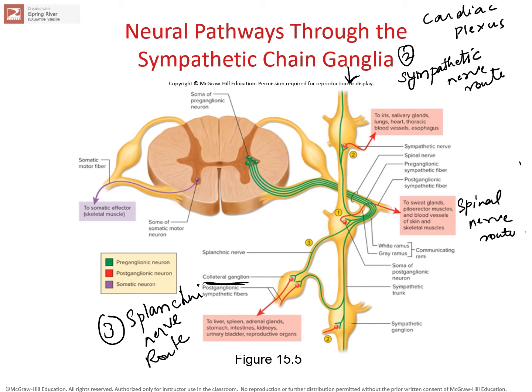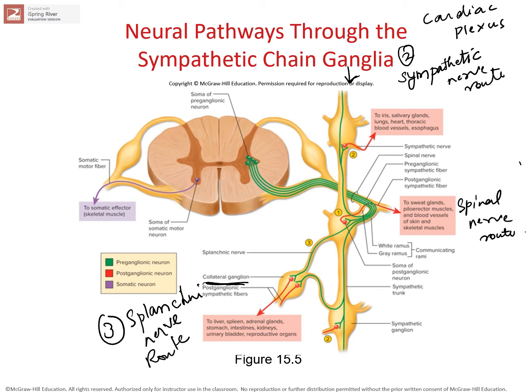Okay, so the splanchnic nerve root is responsible for innervating the liver, the spleen, the adrenal glands, the stomach and intestine, the kidney, urinary bladder, reproductive organs, and so many more.